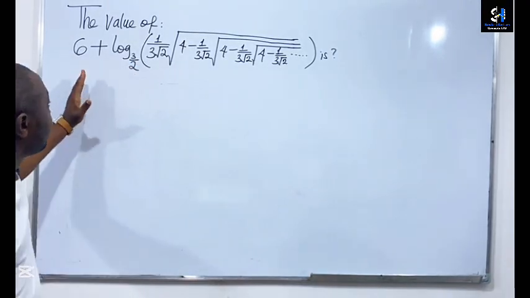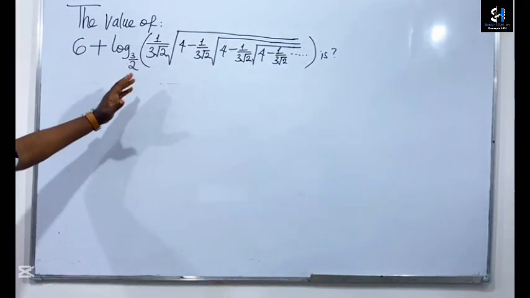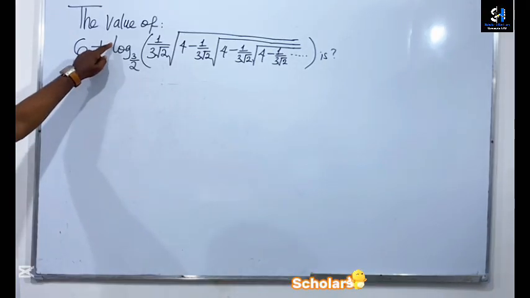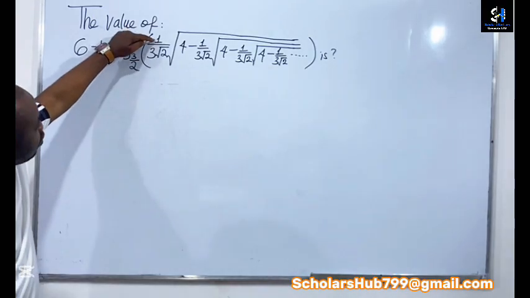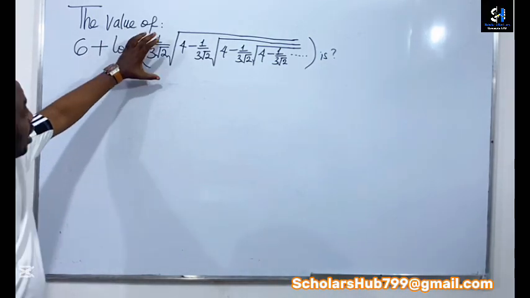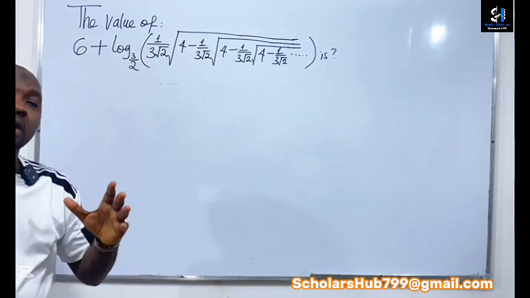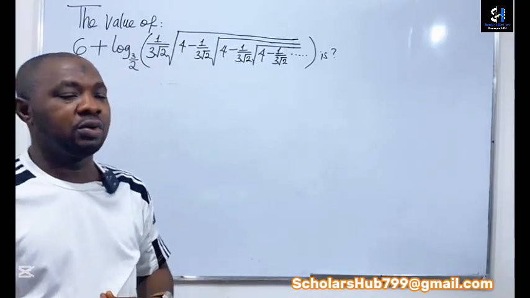Now let's find the value of this expression. We have 6 plus logarithm to base 3 over 2 of the product of 1 over 3 root 2 and this, what I call a nested expression.